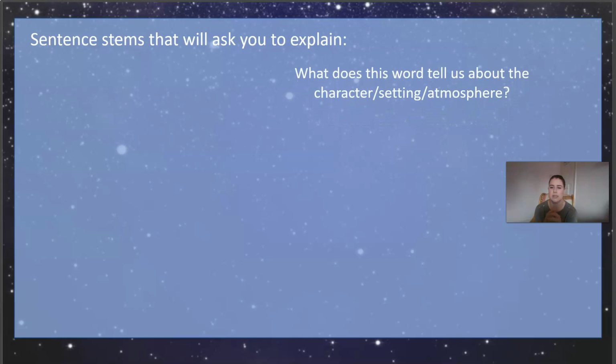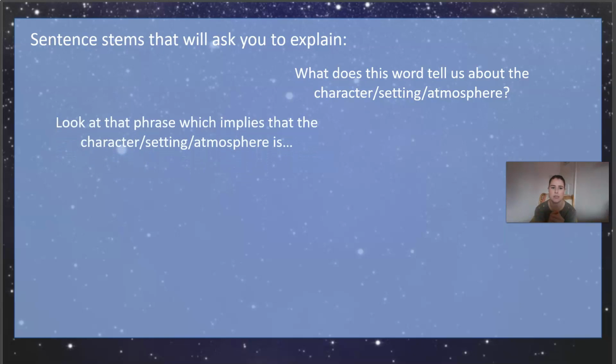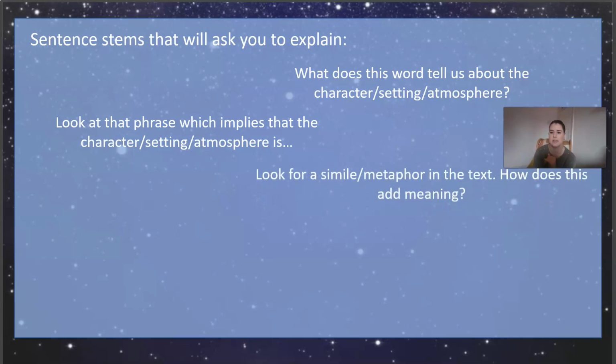So we have different sentence stems, the different types of questions that might ask you to think about the author's choices. So what does this word tell us about the character, setting or atmosphere? It could be a question that's looking at a phrase which implies that the character, the setting, the atmosphere is something, and then you have to give an opinion. It could be look for the simile or metaphor in the text. How does it add meaning? So you could say that they were describing the boat as being as large as a skyscraper. So it's putting that context into how big something might be.